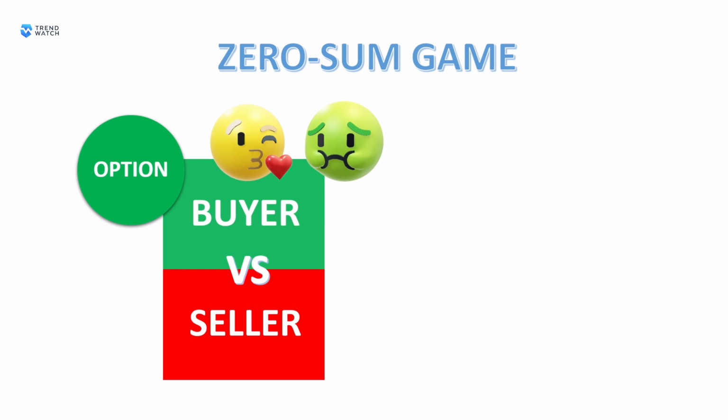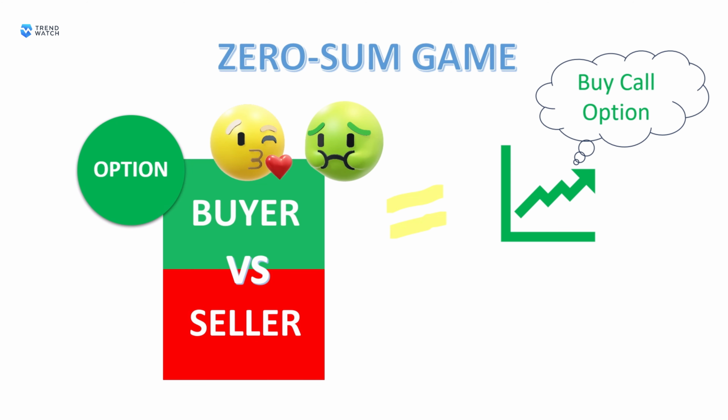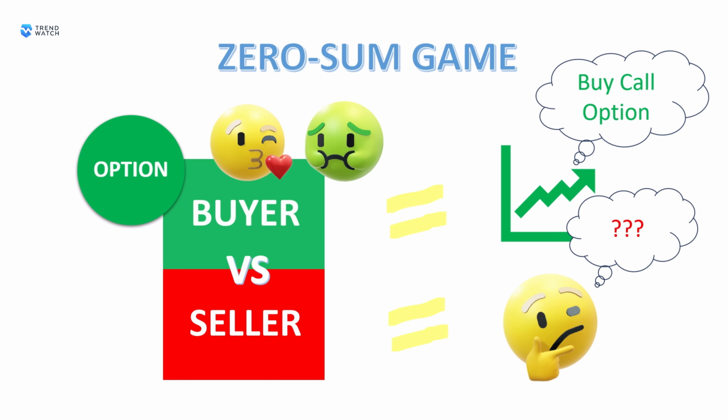For beginners, it's relatively easy to relate options buyers to stock buyers. For example, if you are bullish on a stock, you would buy a call option. In this case, you profit when the stock price rises. However, understanding the position of option sellers is not as straightforward.